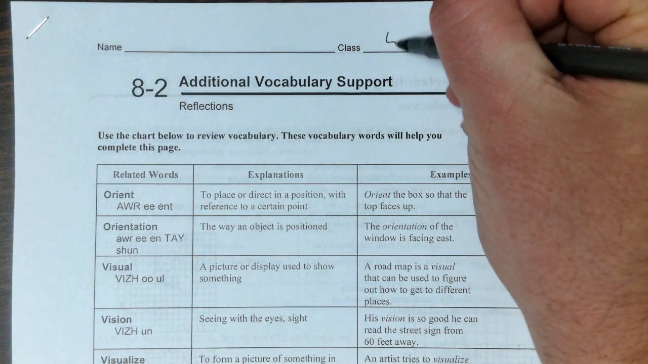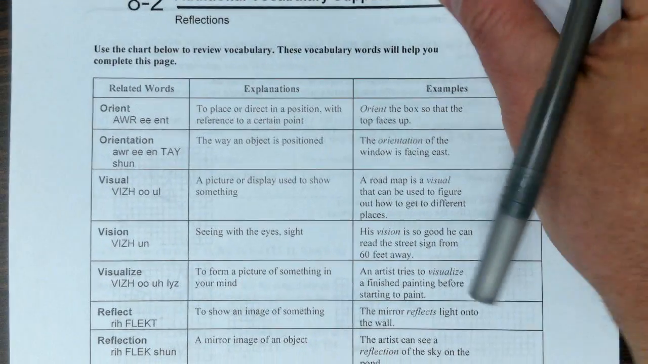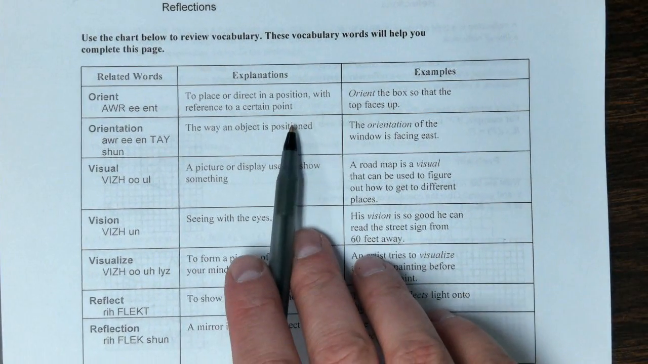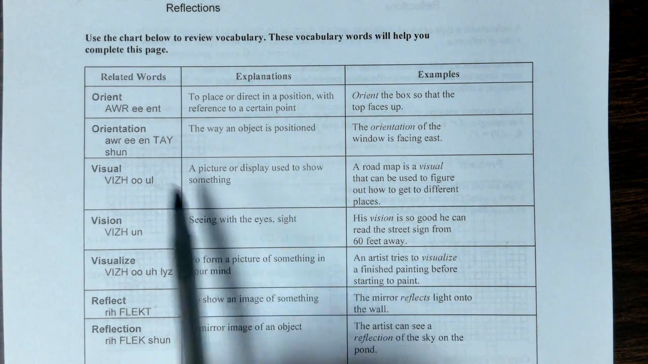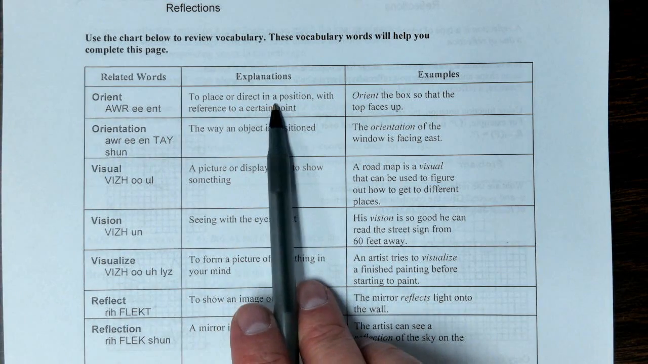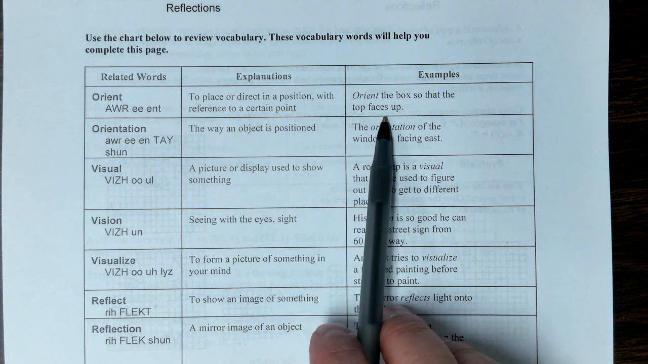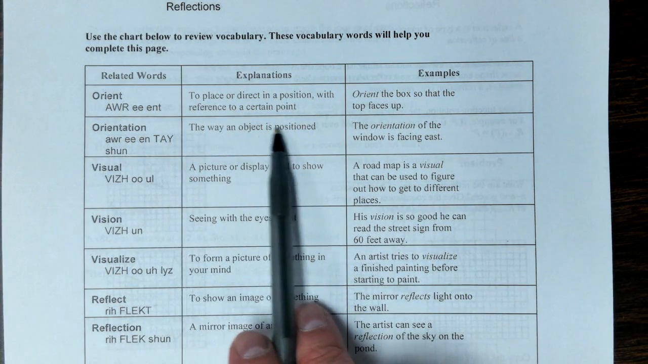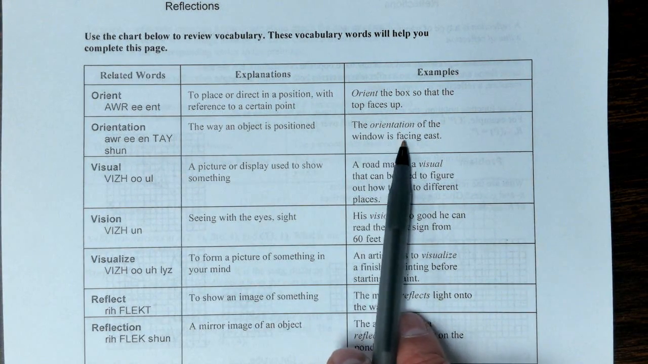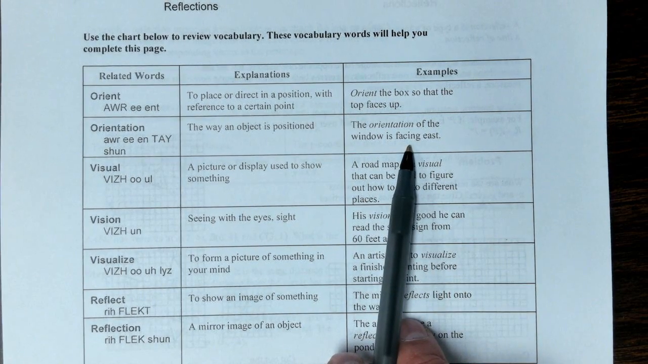Okay, so again, make sure you do your class period up here. This is just vocabulary which you can read on your own. It says orient is to place in a direction. Orient the box so it's face up. Orientation is the way it's positioned. The orientation of a window is facing east.